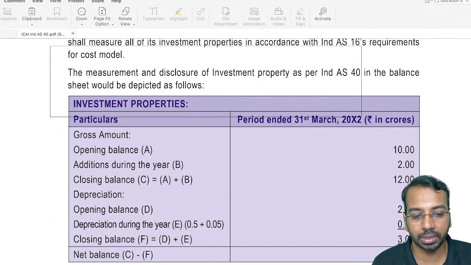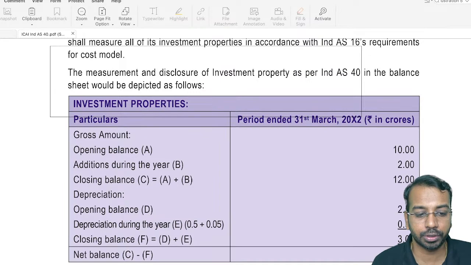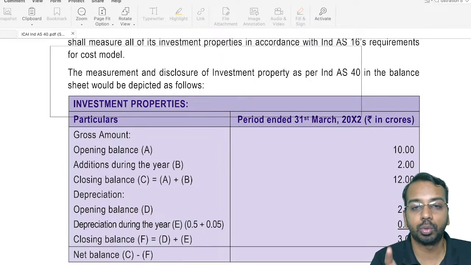First, gross amount, opening balance 10 crores. Now the opening balance of the gross block, the first building, is 10 crores. Then additions of 2 crores. So 10 crores was the opening balance, the first building. Then you have purchased another building for 2 crores, land and building. So 10 plus 2 makes it 12.